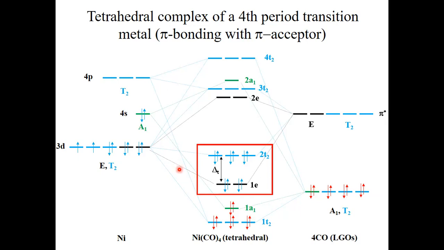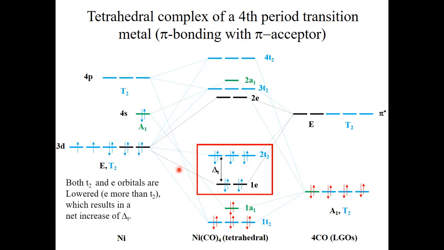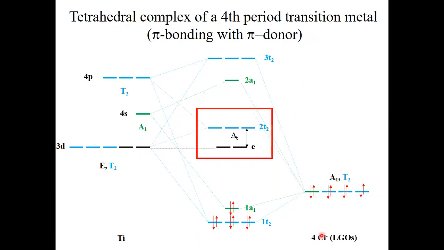Now we have to consider the other case also, which is that we do not have a pi acceptor, but we have a pi donor. Typical pi donating ligands are halogenide ligands, like the chloro ligand, and a tetrahedral molecule that has chloro ligands would be, for instance, titanium tetrachloride.